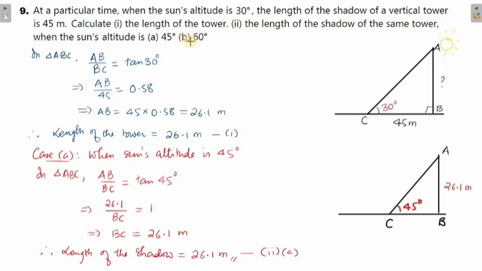So in the next case, that is case B, when the sun's altitude is 60 degree, you will try by yourself. Right? Pause the video and note down your solution.